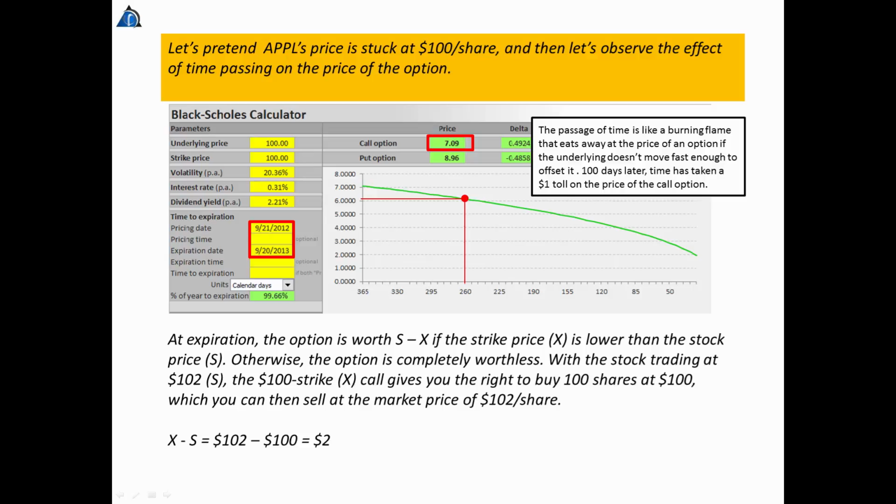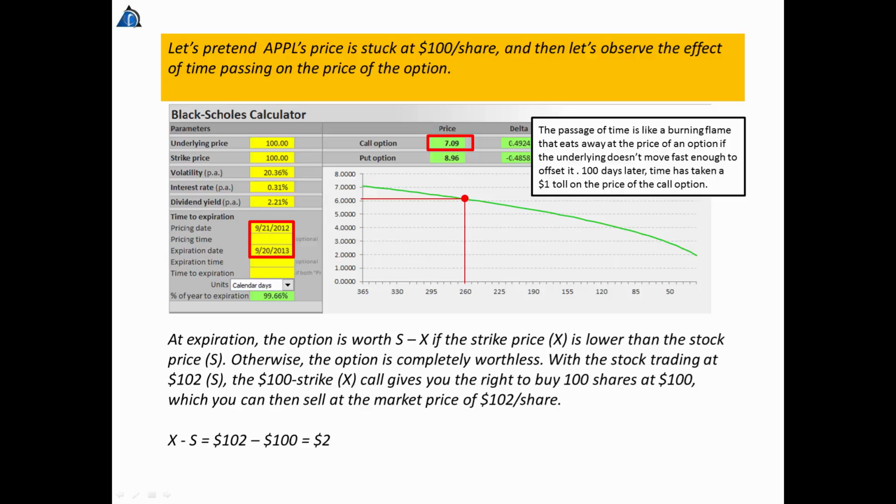What does this example convey? It conveys a very important point. Time is not on the side of the options buyer. To combat the negative effect of time on the premium, the price of the underlying stock must move in the right direction. If you buy a call, the stock has to rise. If you buy a put, the stock has to drop. And it has to do so fast enough to combat the negative effects of time.